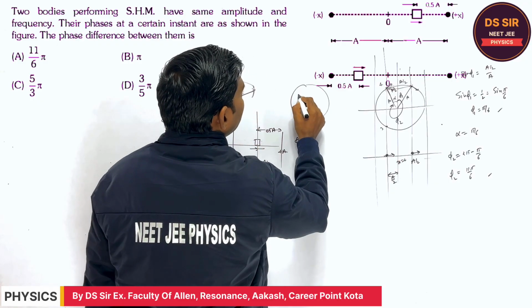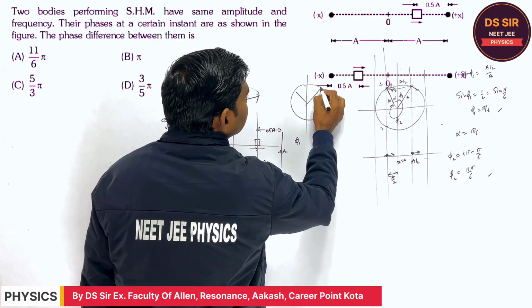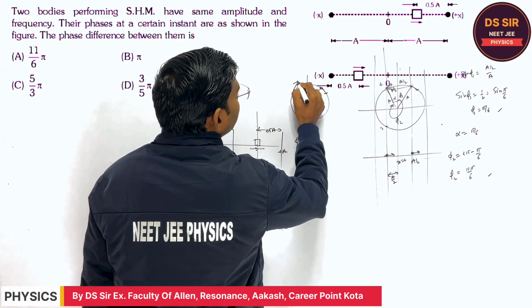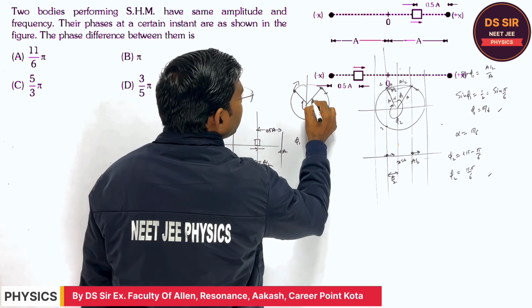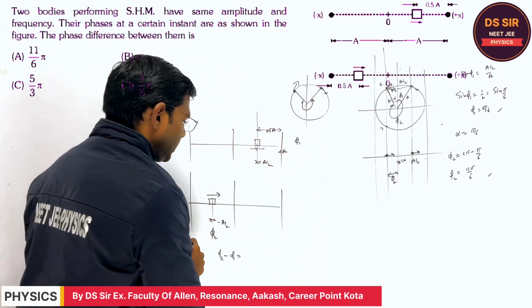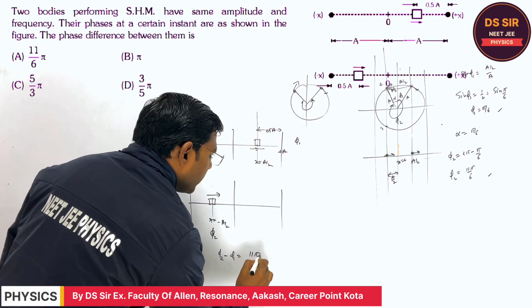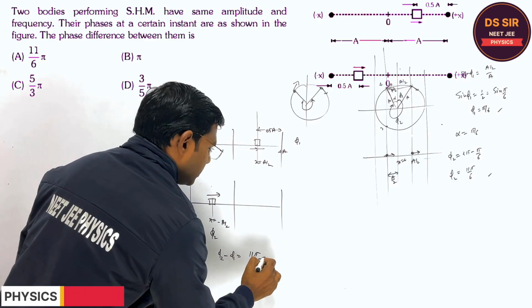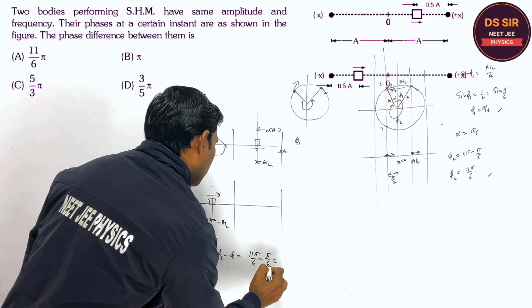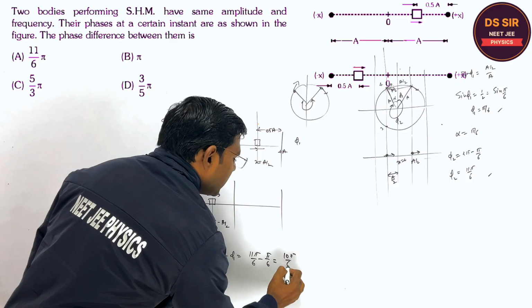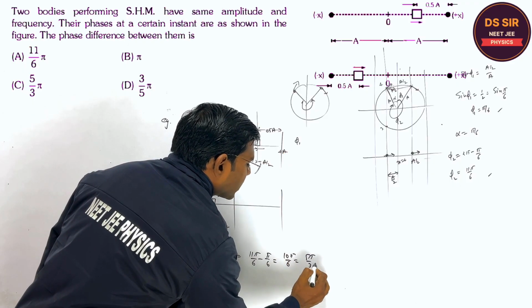In the figure, if you draw, right, this is the first particle, this is the second particle, suppose. So this angle is called the phase difference, right? So therefore 11 pi by 6 minus pi by 6 is equal to what? 10 pi by 6, and this is 5 pi by 3 is the correct answer.